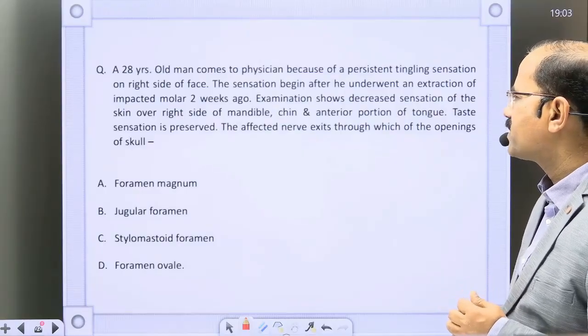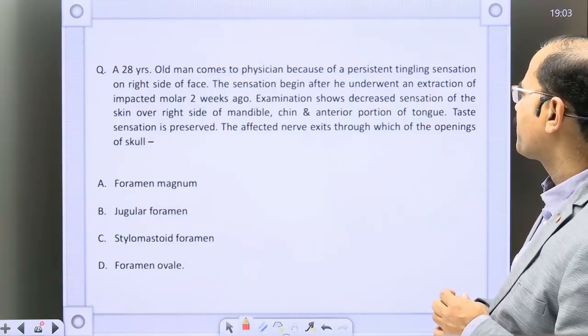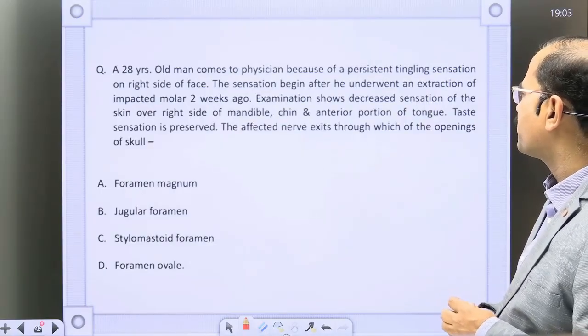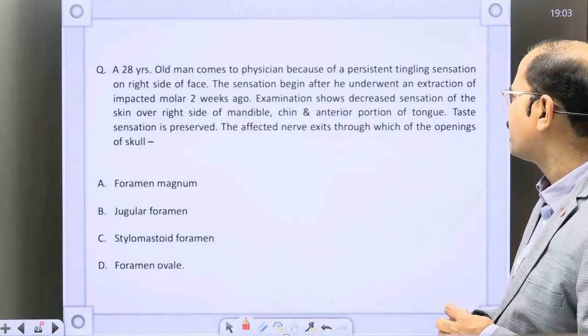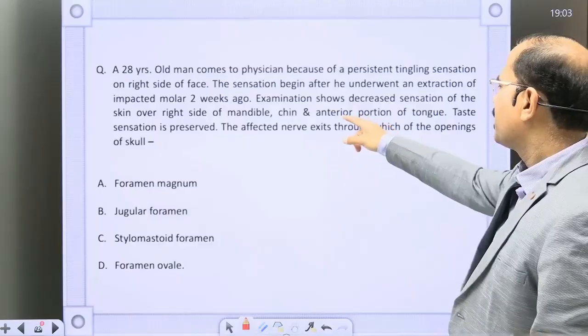Decreased sensation of the skin on the right side of the mandible and the chin and the anterior portion of the tongue. So what do you say? Which is this nerve? This is the mandibular nerve, right?